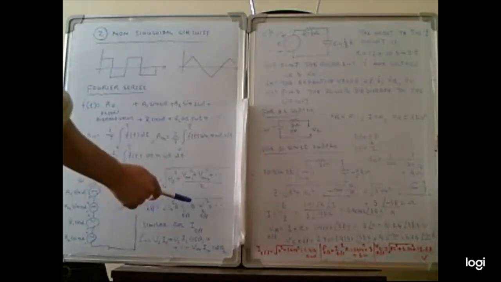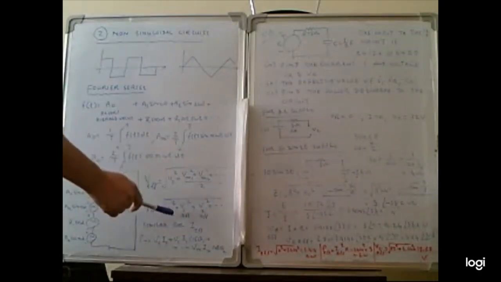In this case, we can calculate the effective voltage. The formula is the square root of V0 squared plus VN1 squared plus VN2 squared, divided by 2. VN1 and VN2 are the maximum voltages of source 1 and source 2. So (VN1 squared plus VN2 squared) by 2 can be written as V1 effective squared plus V2 effective squared. So V effective is the square root of V0 squared plus V1 effective squared plus V2 effective squared. Similar for the effective current.